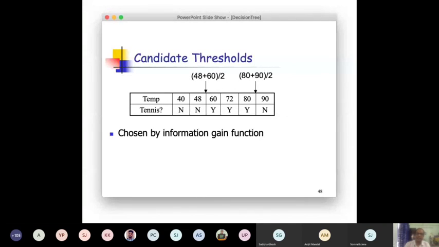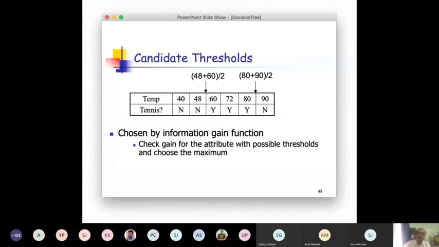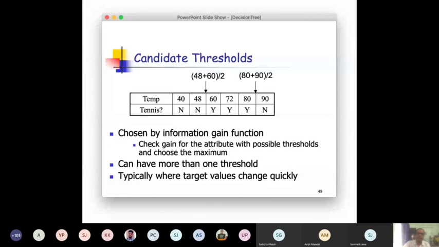Then in another situation, you consider (80 plus 90) by 2 as the threshold, and with respect to that threshold, once again, you find out the information gain, and compare these two. Where you get the maximum information gain, you choose that threshold as a possible consideration, and then use it in comparisons with all the other attributes further. So this is the kind of policy. You can have more than one threshold, of course. I just discussed a simple case, but you can have more than one threshold.